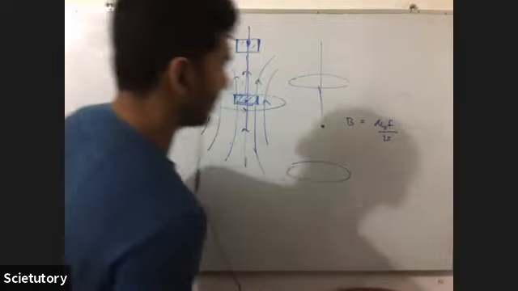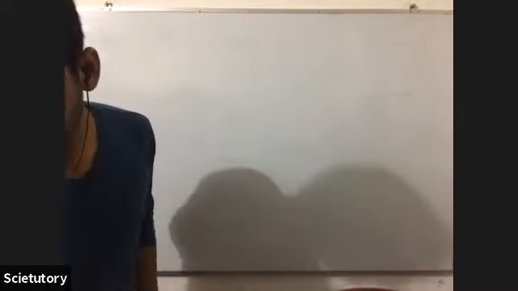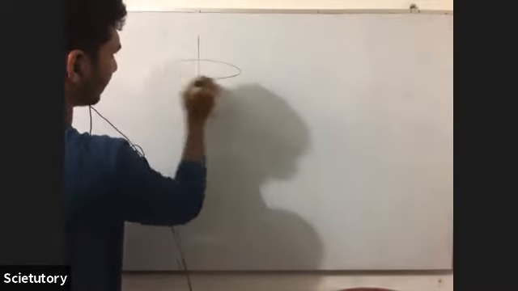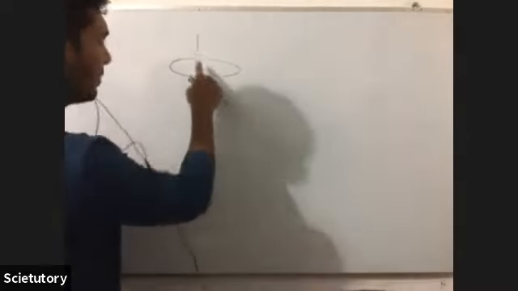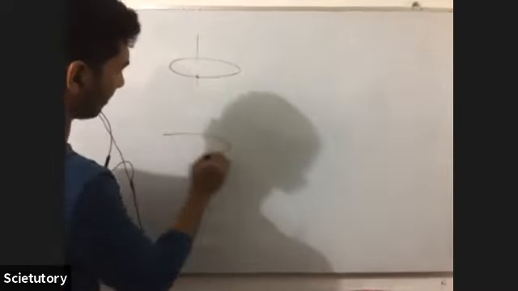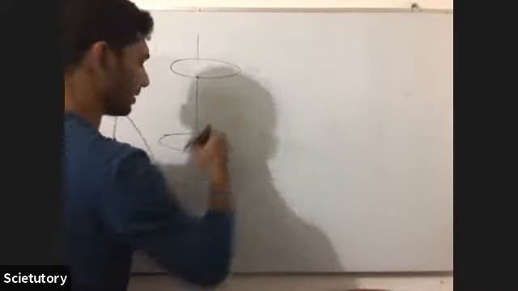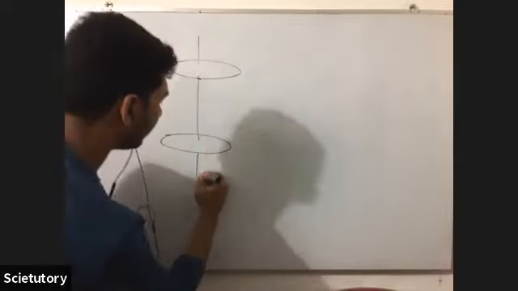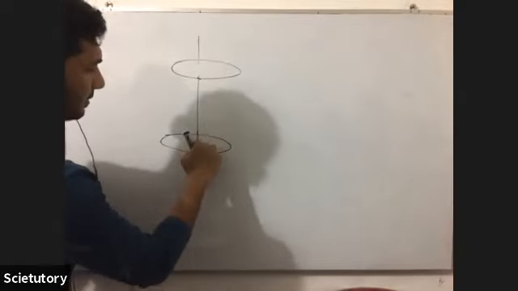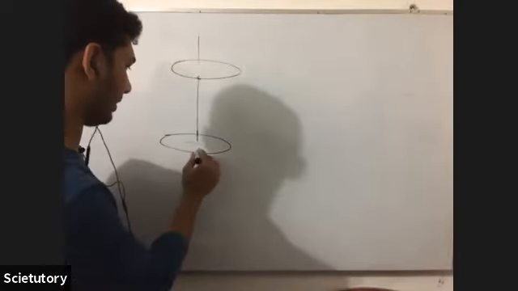So now let's consider the diagrams. Let's analyze the diagrams here. Now the first diagram is like this. So now, can you determine the directions of the magnetic field density?